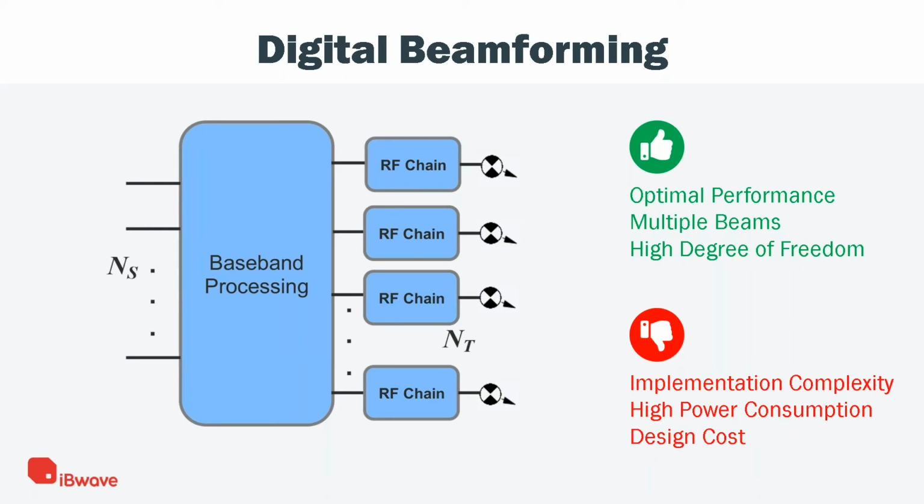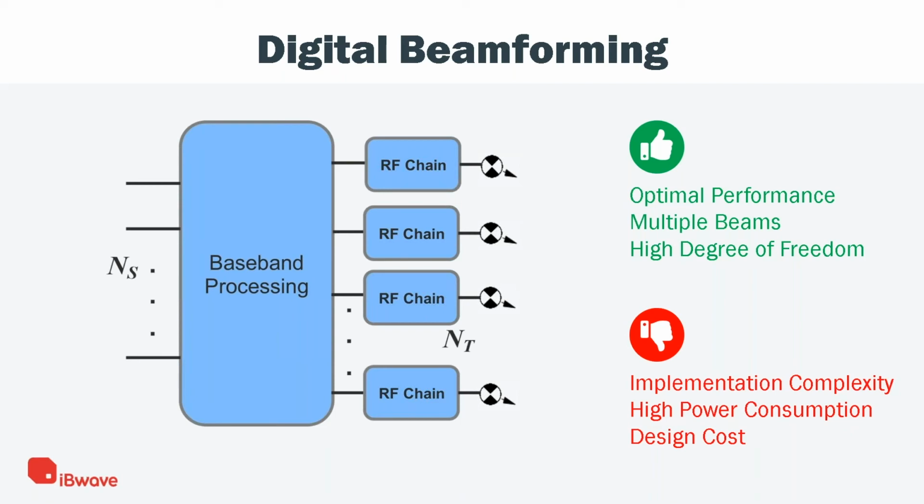Also, another important advantage of this type of digital beamforming is you can generate multiple beams, because you have different spatial streams, you have different RF chains. So normally you can create different beams simultaneously. And another advantage is really the high degree of freedom, because you are manipulating in the baseband, so it is very easy to do all this calculation in the baseband. However, there are, of course, some disadvantages of such implementation.